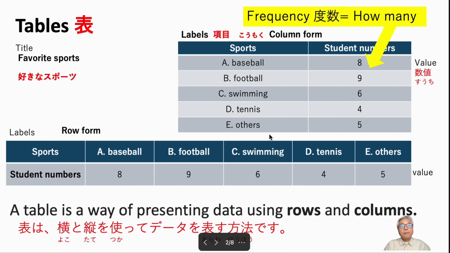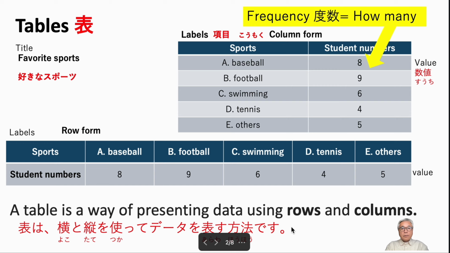A table is a way of presenting data. データを表す presenting data, 使う rows and columns, 横と縦を使ってデータを表す方法です。A table is a way of presenting data using rows and columns.